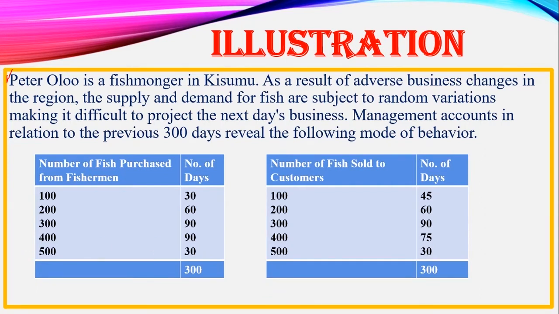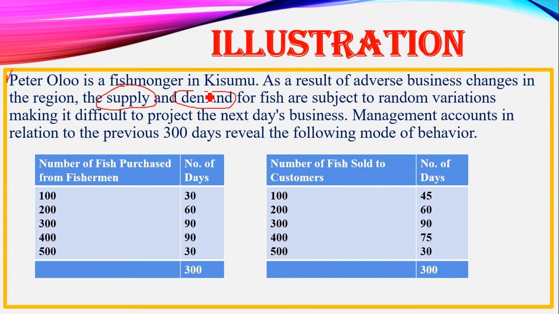So the question is saying that Peter Orlo is a fishmonger in Kisumu. As a result of adverse business changes, so already we have seen that there is some kind of behavior in the business. There are some changes. Then the supply and demand for fish are subject to random variations. Very important point, that the supply and demand are subject to random variations. So that means the supply and the demand is not predictable, because there are some business changes.